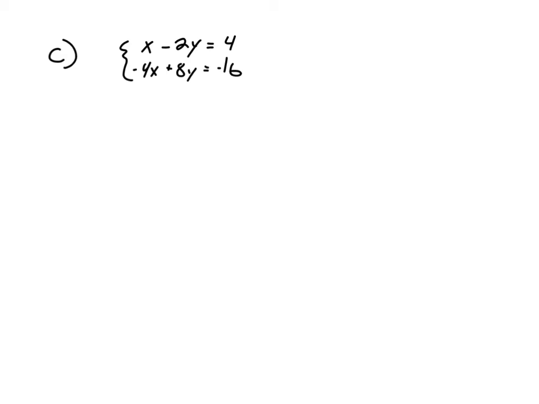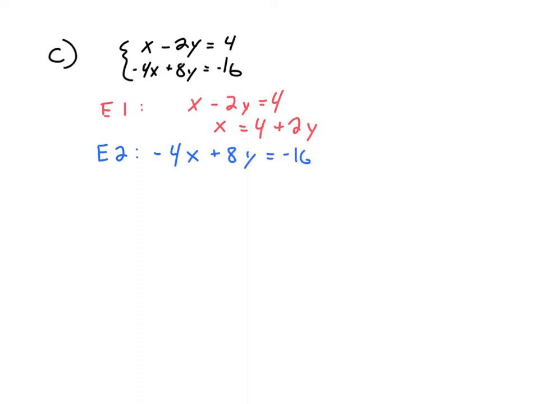All right, so let's get started with our last example. Up top, we have x minus 2y. It looks like it's probably going to be easier to solve for x here, so I'll do that first. For the first equation, I have x minus 2y equals 4, so x equals 4 plus 2y. For the second equation, I have negative 4x plus 8y equals negative 16.